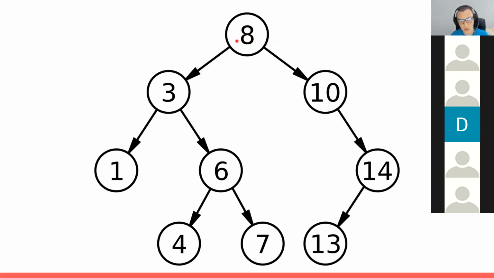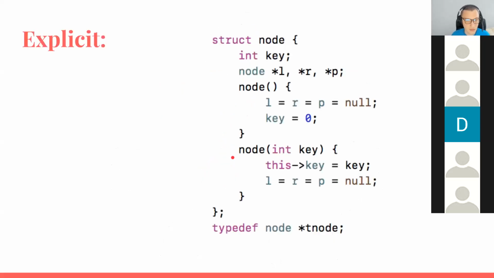because it's a binary search tree. However, our 8 will be located here in the left part. So we should be able to push it in some different way. Okay, let's talk about explicit splay tree right now.